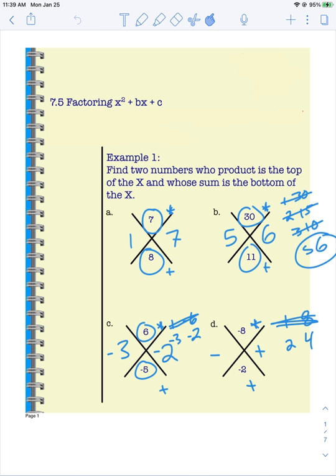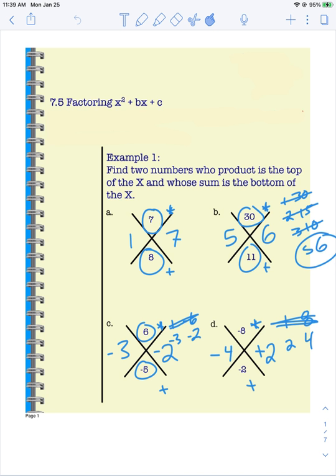But if I have 2 and 4, all right, let's try negative 2 and positive 4. Negative 2 plus positive 4 is going to be positive 2. So now let's try negative 4 and positive 2. Negative 4 plus 2 is negative 2, and those are my magic numbers.